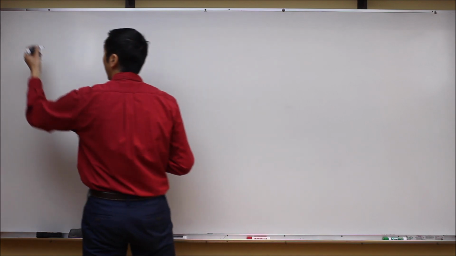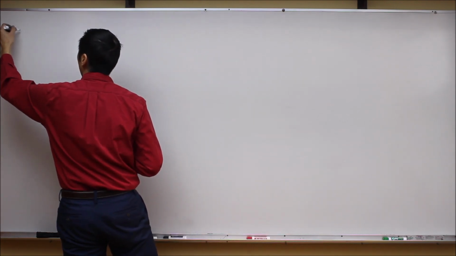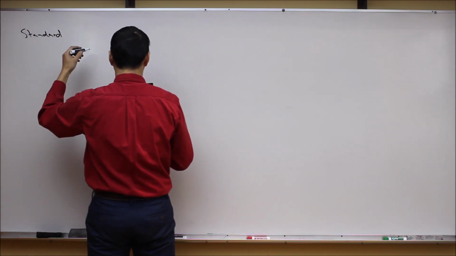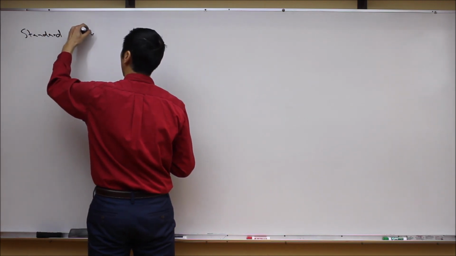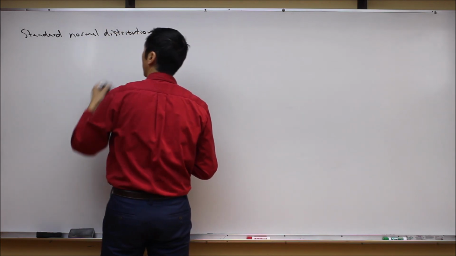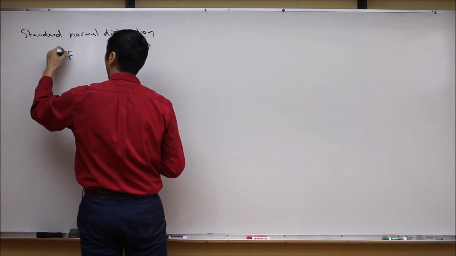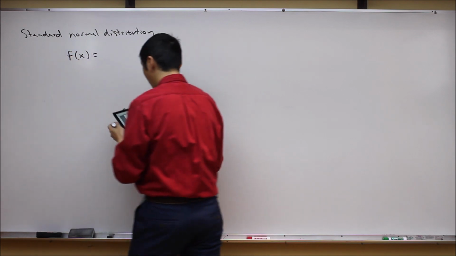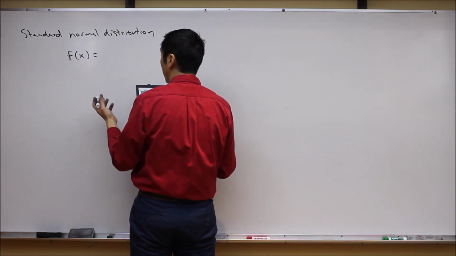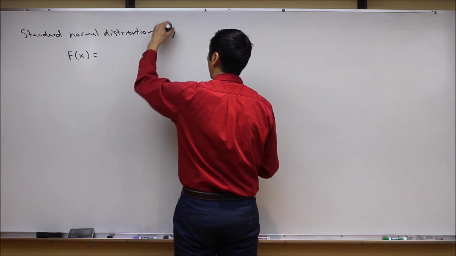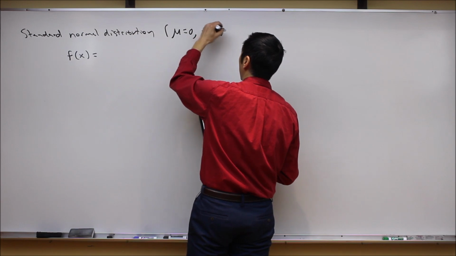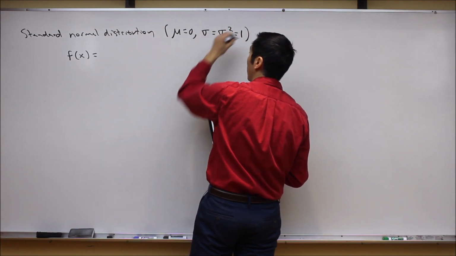Okay, so at this point, I'd like to introduce what's called the standard normal distribution. And all this is, it's a distribution, f of x. It's a Gaussian, but it has a mean of 0 and a standard deviation of 1. So maybe we should just write that down. In this case, the mean is 0, the standard deviation, and in this case, it's the same thing as the variance. Both of these are 1.